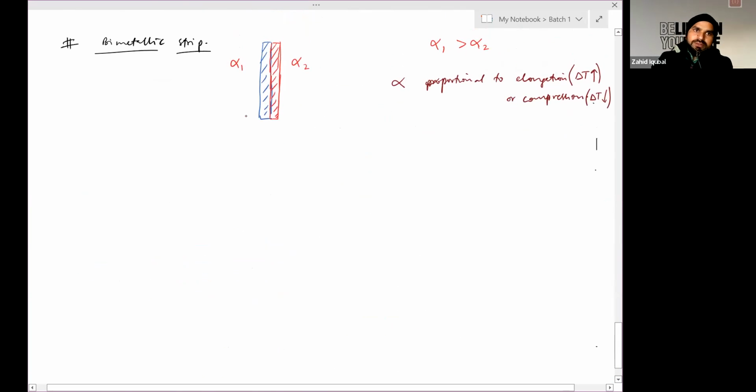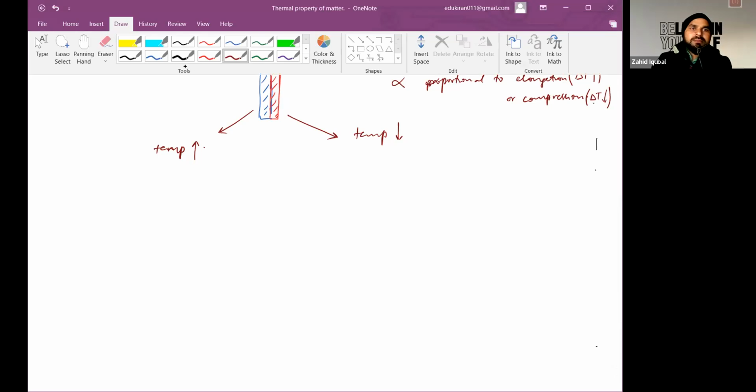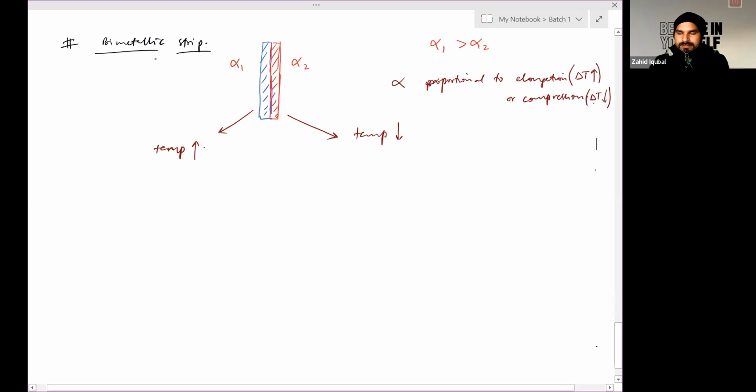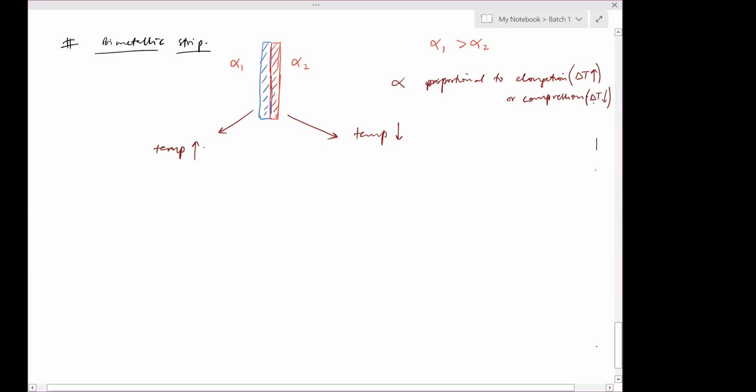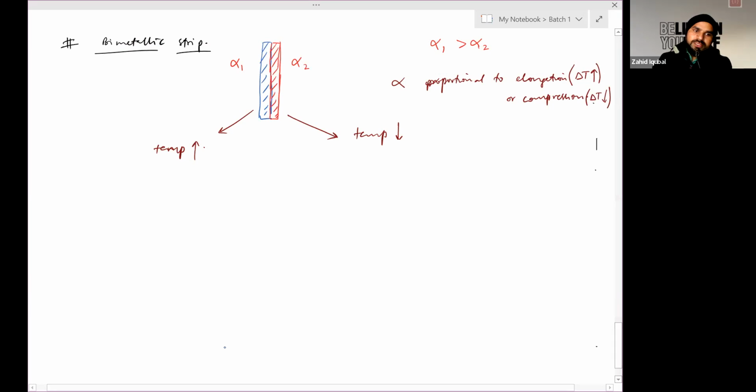So related to this part, you'll be asked, suppose the system, if temperature is increased and if temperature is decreased, so what will happen to the shape of this bimetallic strip? Will it remain straight or will it bend? Hamza, any guess? That will bend. Okay, so towards which direction will it tend to bend?